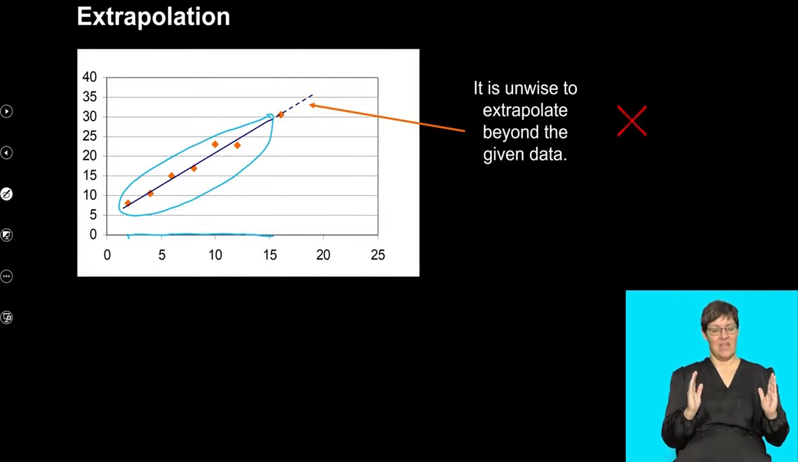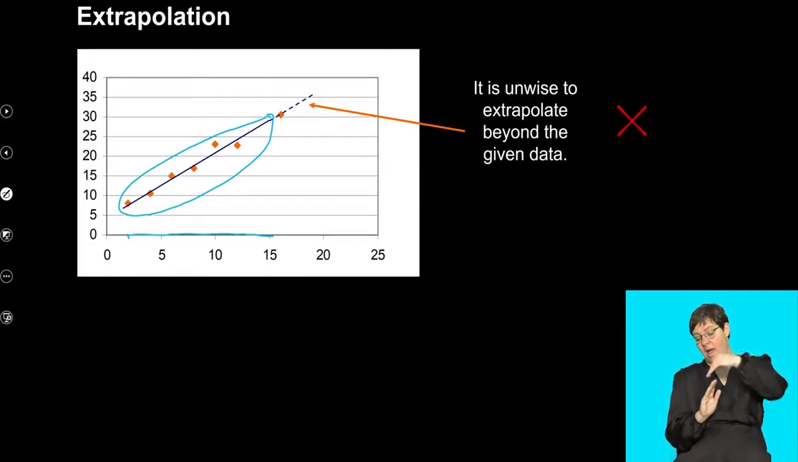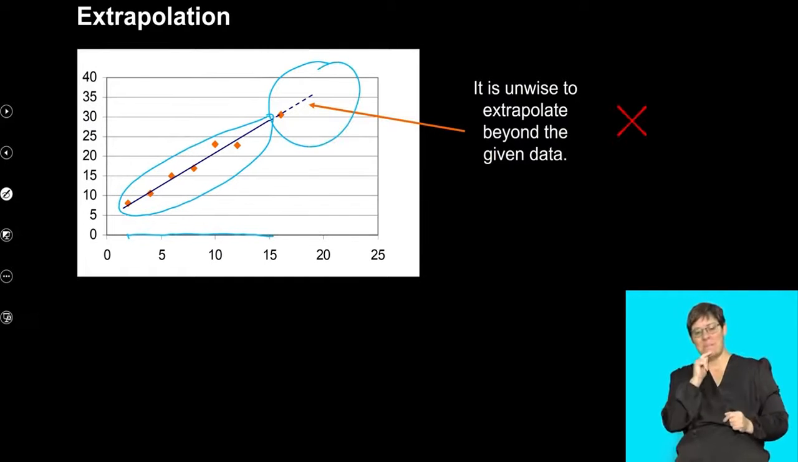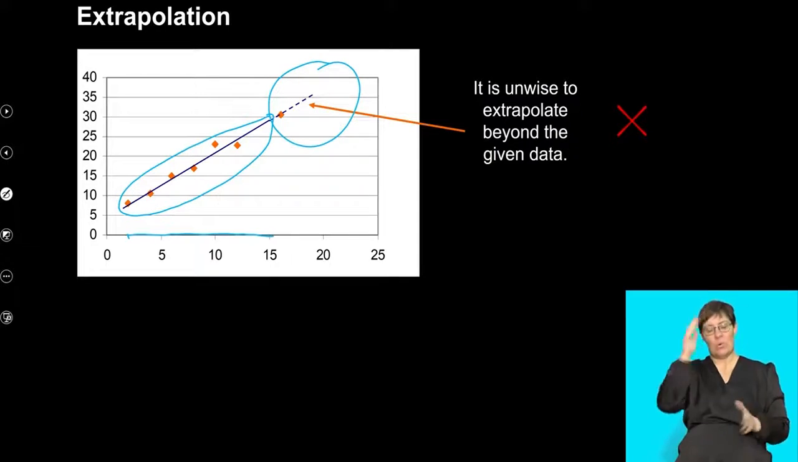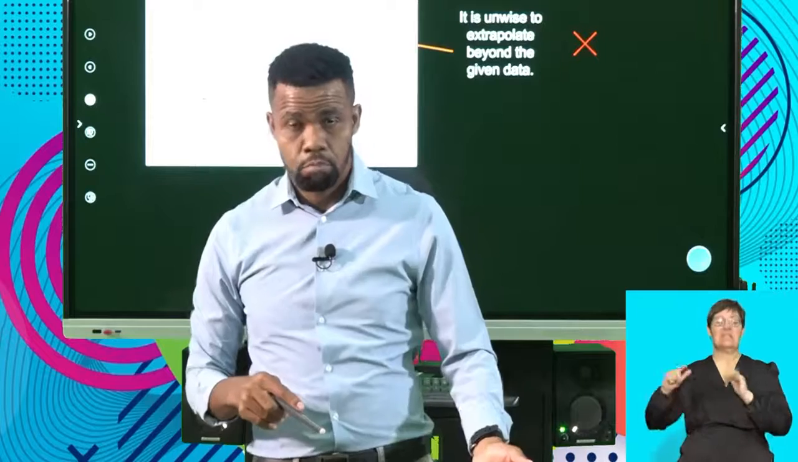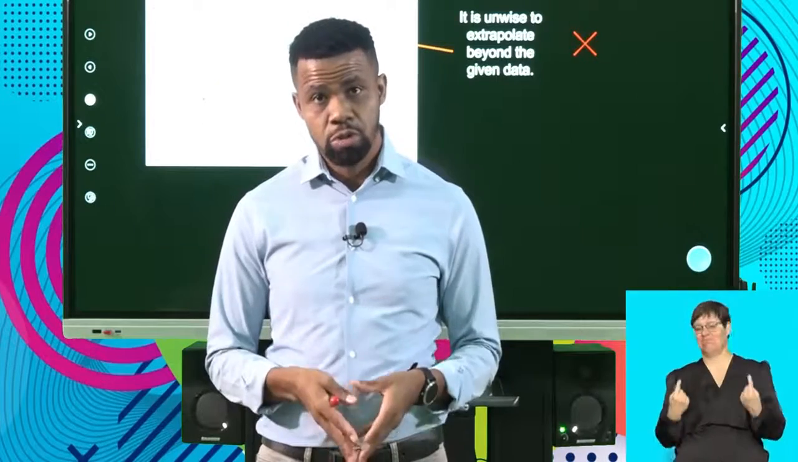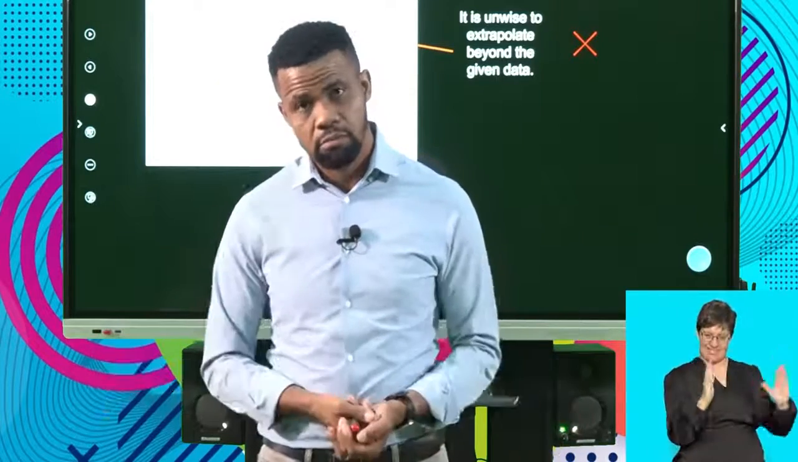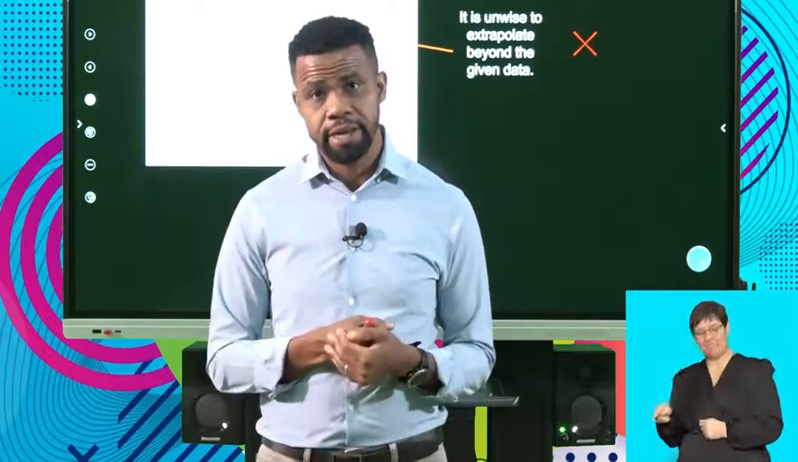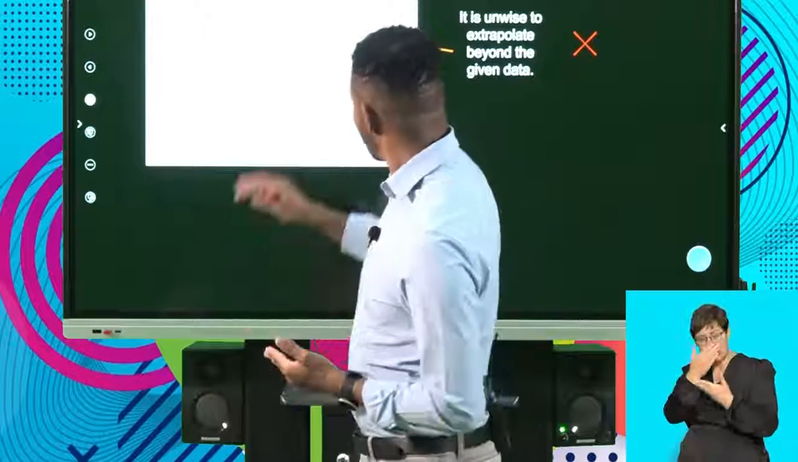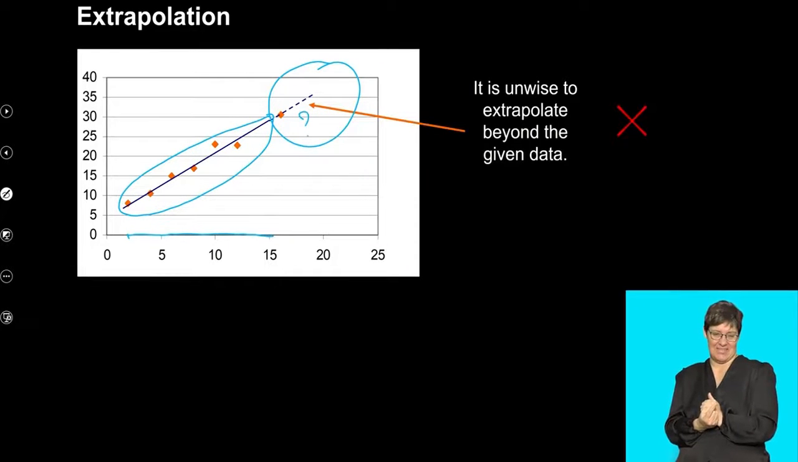That's the range. Now, beyond this 15, we are extrapolating. If I want to know what is happening at 16, at 17, at 18, I'm extrapolating. And it's really dangerous, especially on the reliability of our prediction or the forecast. We cannot really rely on that because we don't know what is happening beyond the range.